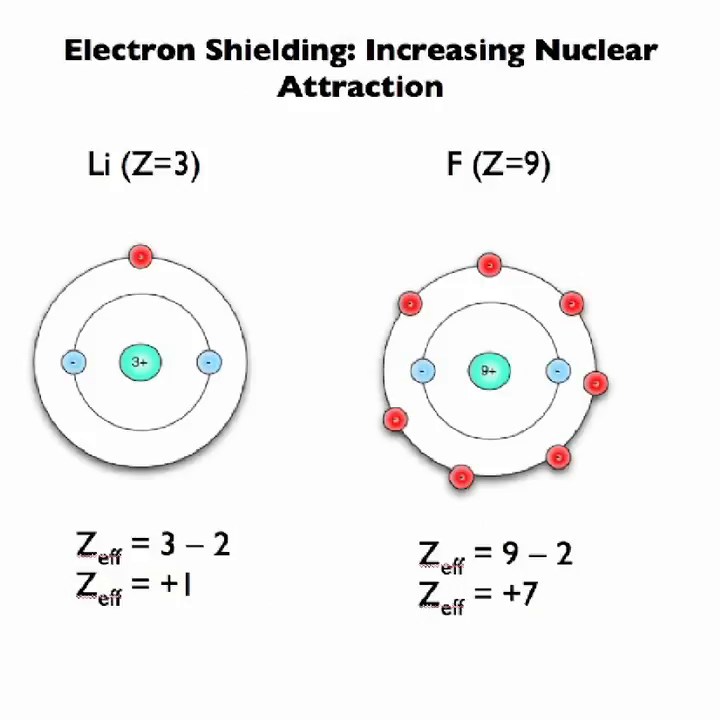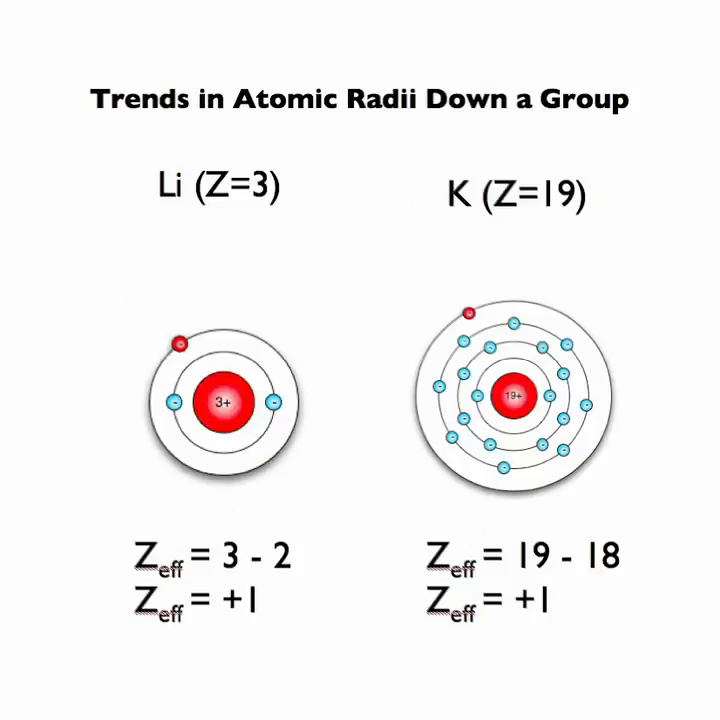The effective nuclear charge for fluorine is 9 protons minus 2 electrons in the core, completely filled inner shells. So 9 minus 2 is plus 7. The effective nuclear charge of fluorine is greater than it is for lithium. So you can see as we move from left to right in the periodic table, the effective nuclear charge increases.